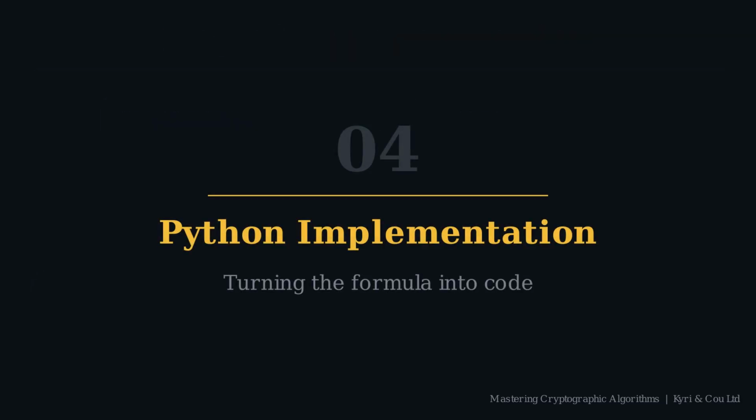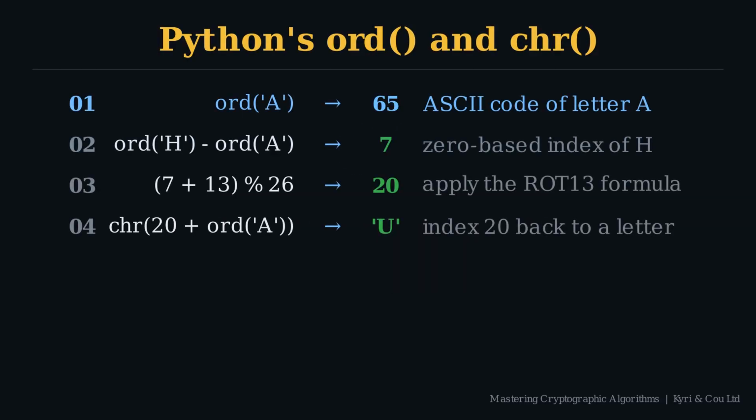Now let us turn this mathematics into working Python code. Python provides two built-in functions for this. Ord, short for ordinal, converts a character to its integer code point. Chr, short for character, does the reverse. Ordinal of A gives 65, its ASCII code. Subtracting ordinal of A from any uppercase letter gives its 0-based index. The percent operator is Python's modulo. 7 plus 13 is 20. 20 modulo 26 stays 20.